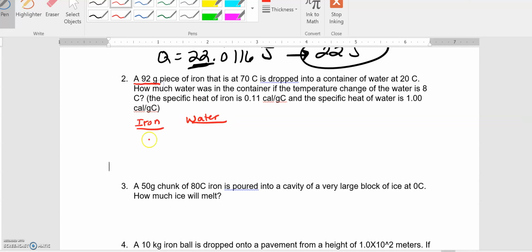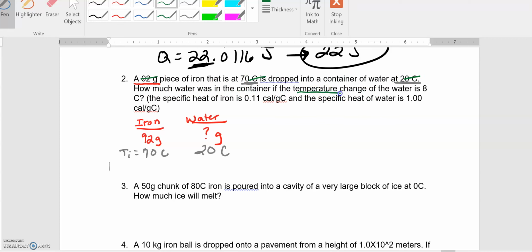So our iron, we have a 92 gram piece. In our water, we don't know how many grams there are. That's what we're going to end up trying to find. Our initial temperature, so I'm going to call that T sub I, for the iron is 70 degrees Celsius, and the initial temperature of our water is 20 degrees Celsius. All right, so check, check, check.